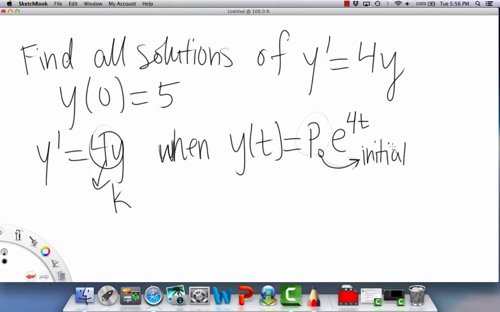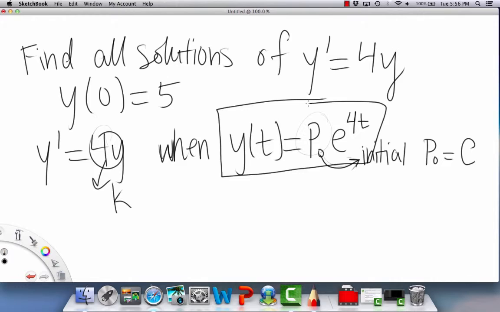And just for reference, sometimes they call this C. So P naught equals C sometimes. When you see it written like that, just know that it's the initial value. Okay, so then for the second, this equation that I just got here, P naught times e to the 4t, is all our solutions because we don't have a fixed P naught.